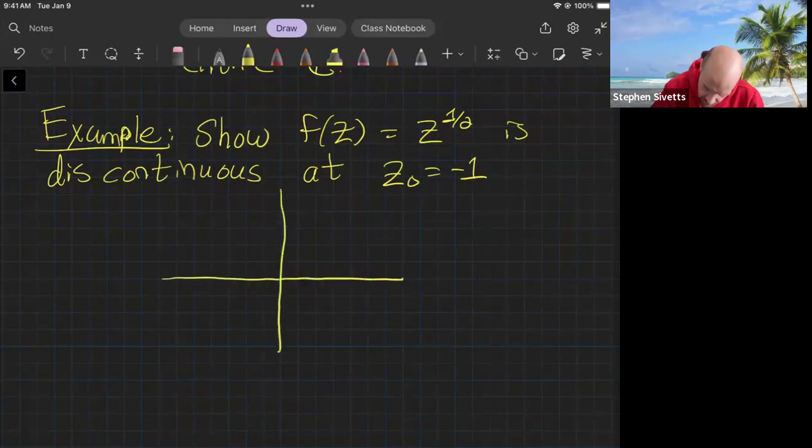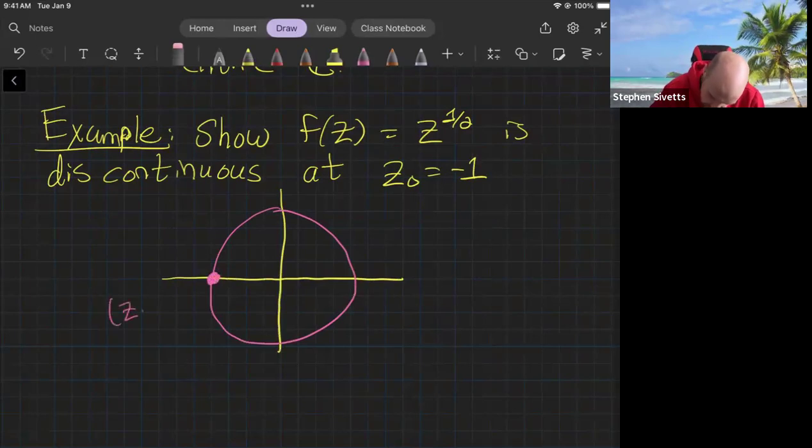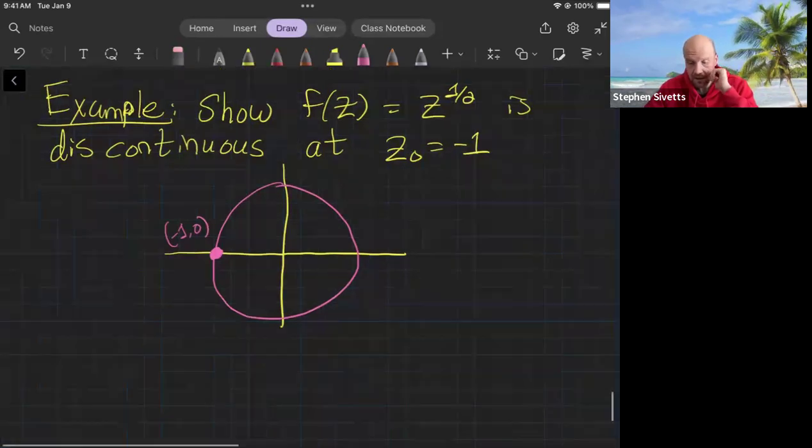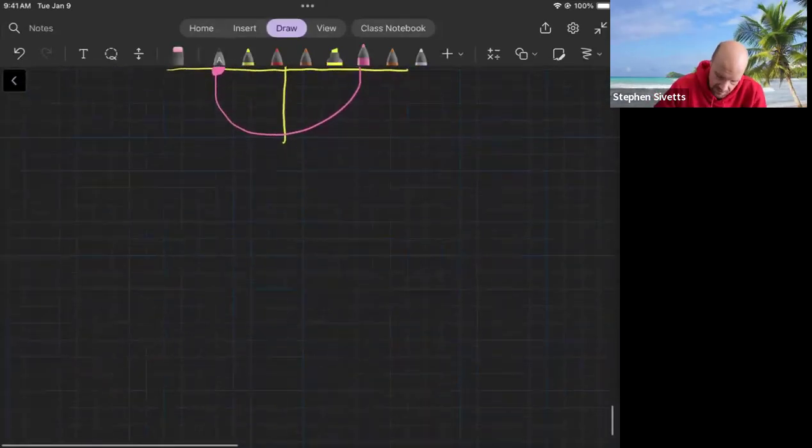So if I draw out the unit circle, z naught equals -1, 0 would be that point there. Okay. All right. So to show that a function is discontinuous, all we have to do is show that the limit of the function f of z does not exist at z naught equals -1. Okay. And then we're going to use the two-path test to do this.